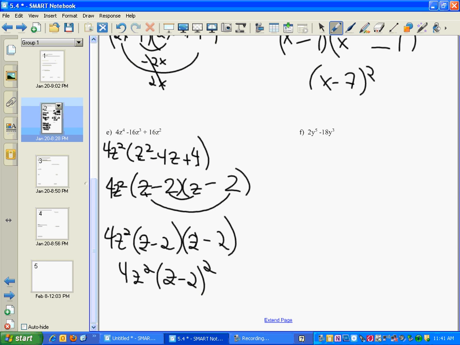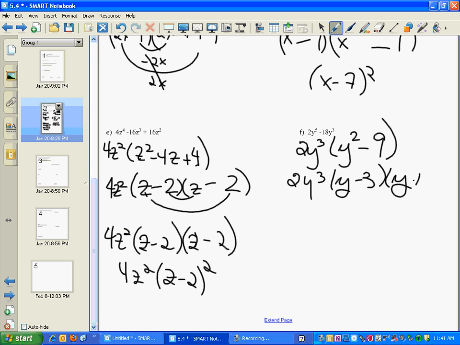All right. What am I going to do here? 2y to the third leaves me with y to the fourth minus 9. What am I left with? What's my pattern for this one? Difference of perfect squares. So that's 2y cubed and y. Always, always, always check to make sure that you did factor it all the way down. Yes, ma'am.